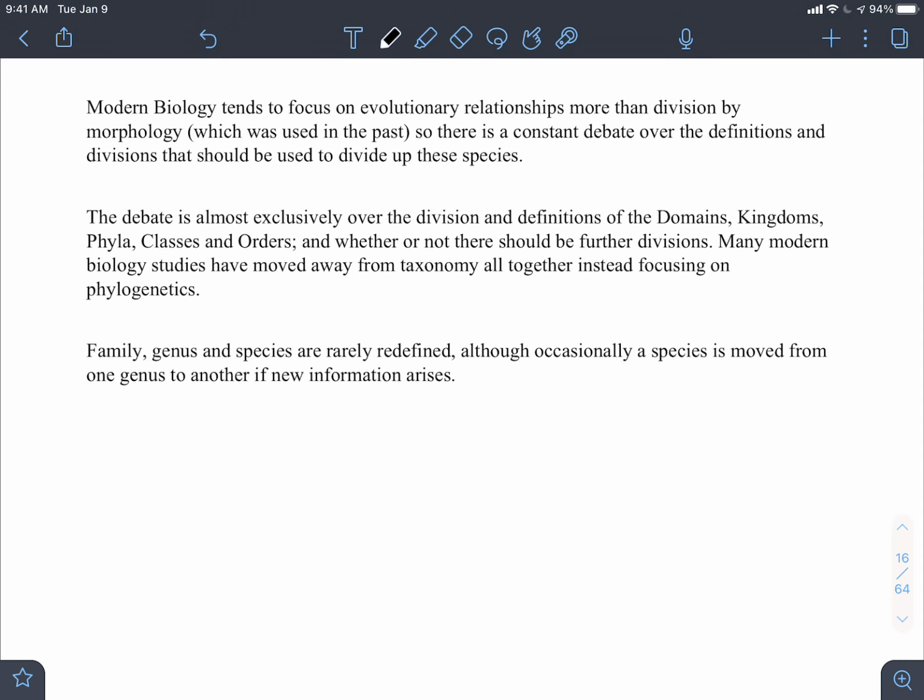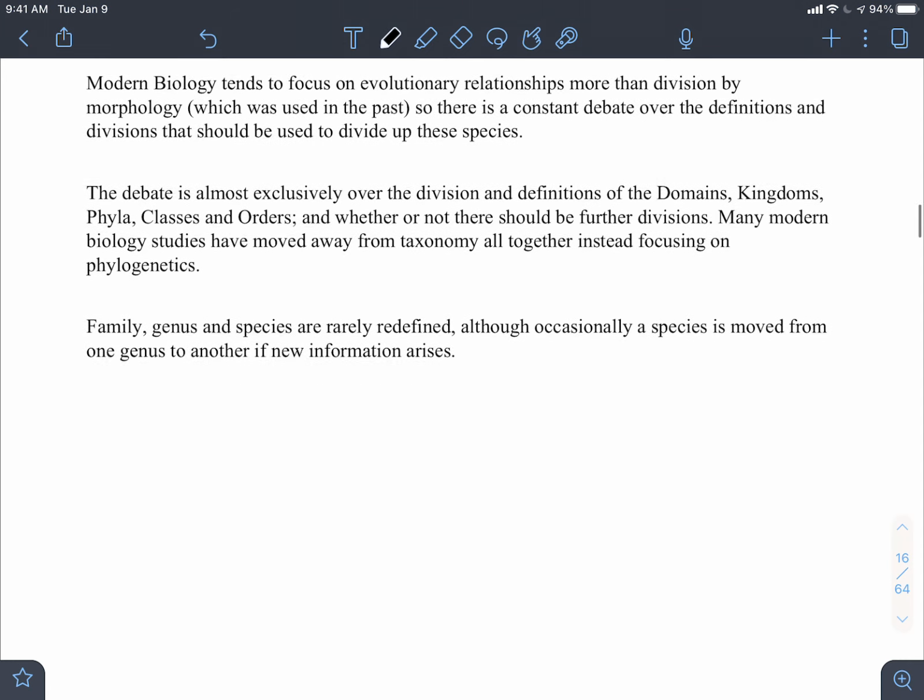when new information will show us every year that two things are not related, or these two other things are more related? Many modern biology studies have even moved away from taxonomy altogether, instead focusing on phylogenetics, organizing organisms by their similar characteristics, but not labeling it so much. Family, genus, and species are rarely redefined these days, although sometimes a species is moved from one genus to another, but that's a rare event.